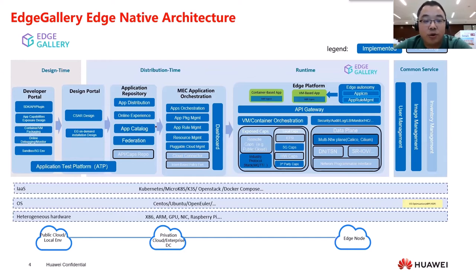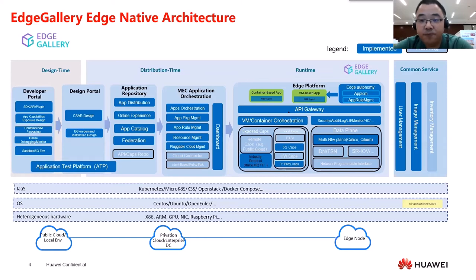After we distribute the application to the MEO, it will do the lifecycle management. For example, we also have rule management to configure the UPF rule or DNS rule or any other things. We also have resource management and cloud management for the different private or public clouds. We also have dashboards that can show the different monitoring of the resources and get the different states of the applications. The last one is the runtime.